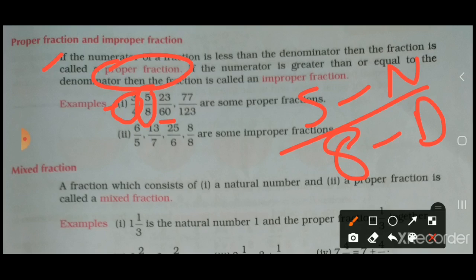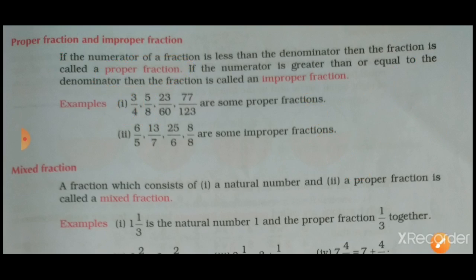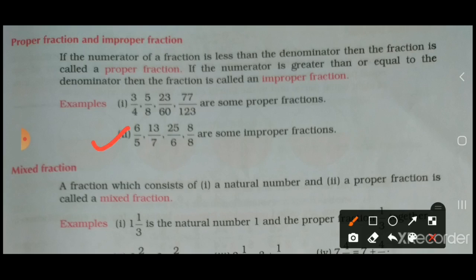And improper fraction: if the numerator is greater than or equal to the denominator, the fraction is called an improper fraction. For example, 6 upon 5, 13 upon 7, 25 upon 6, 8 upon 8. Here numerator is greater than or equal to denominator. 6 is greater than 5, 13 is greater than 7, 25 is greater than 6, 8 is equal to 8. These are improper fractions.